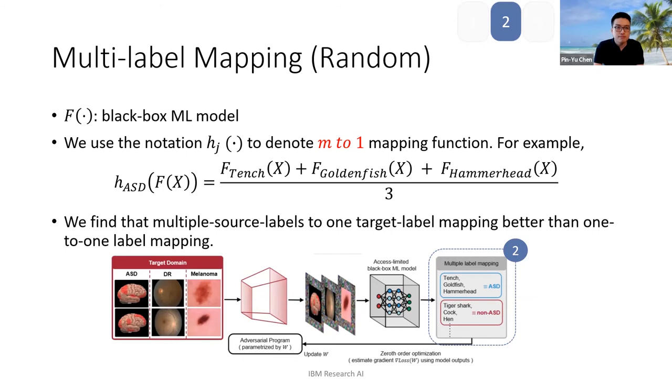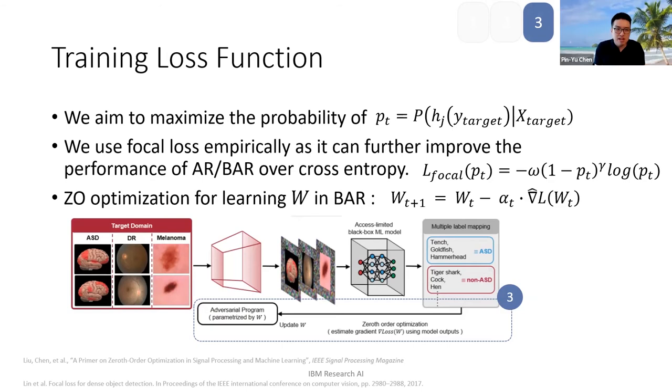Once you have this pipeline ready, you can now optimize the training loss for the target task, because we have the label mapping already in place and you have set the input transformation to a learnable function. All you need to do is learn the parameters for input transformation to enable this black box adversarial training. That would be a very standard technique, just like regular stochastic gradient descent, for example.